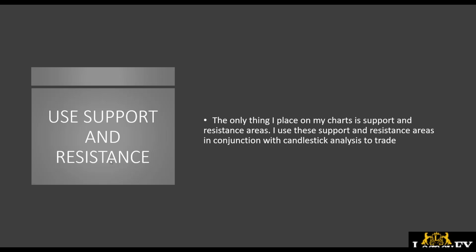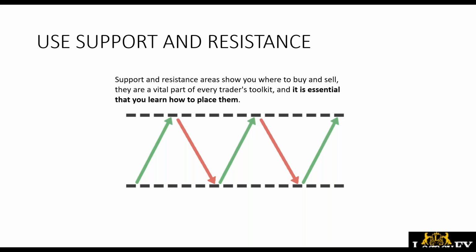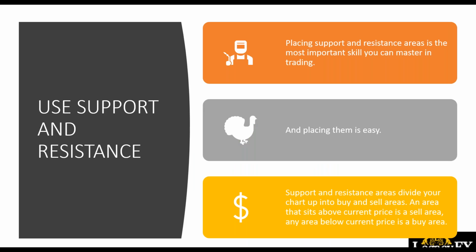So the only thing I place on my charts is support and resistance. I use these areas in conjunction with candlestick analysis to trade. Now, support and resistance areas show where to buy and sell, and they are vital parts of every trader's toolkit, and it's essential to learn how to place them. Placing support and resistance areas is the most important skill you can master and should be in all of your trading strategies. And placing them is easy.